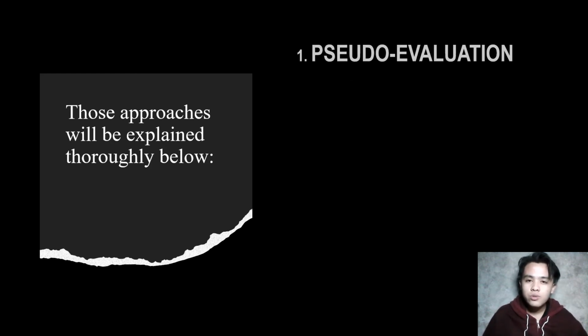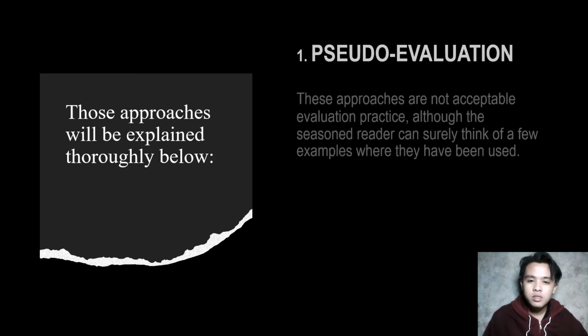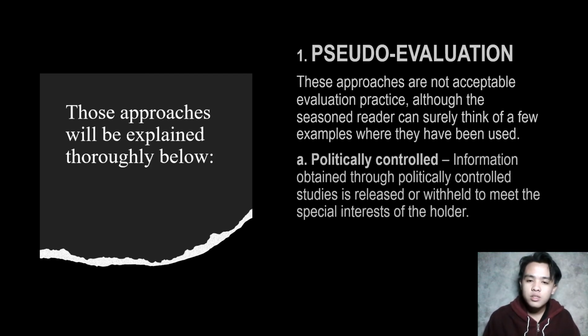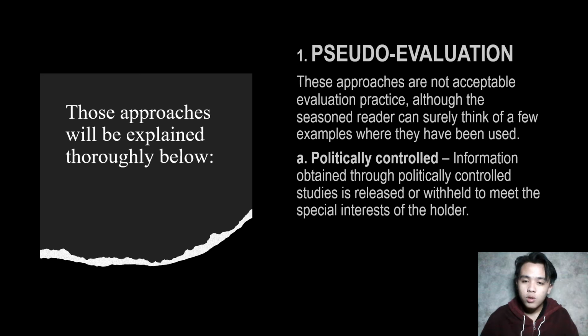So una, pseudo-evaluation. These approaches are not acceptable evaluation practice, although the seasoned reader can surely think of a few examples where they have been used. So first approach is politically controlled. Information obtained through politically controlled studies is released or withheld to meet the special interest of the holder.